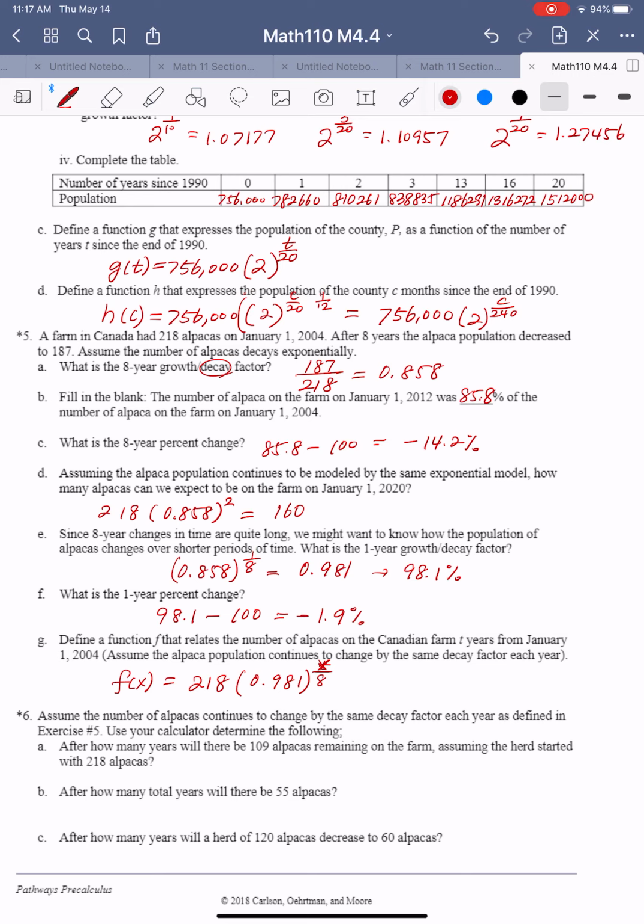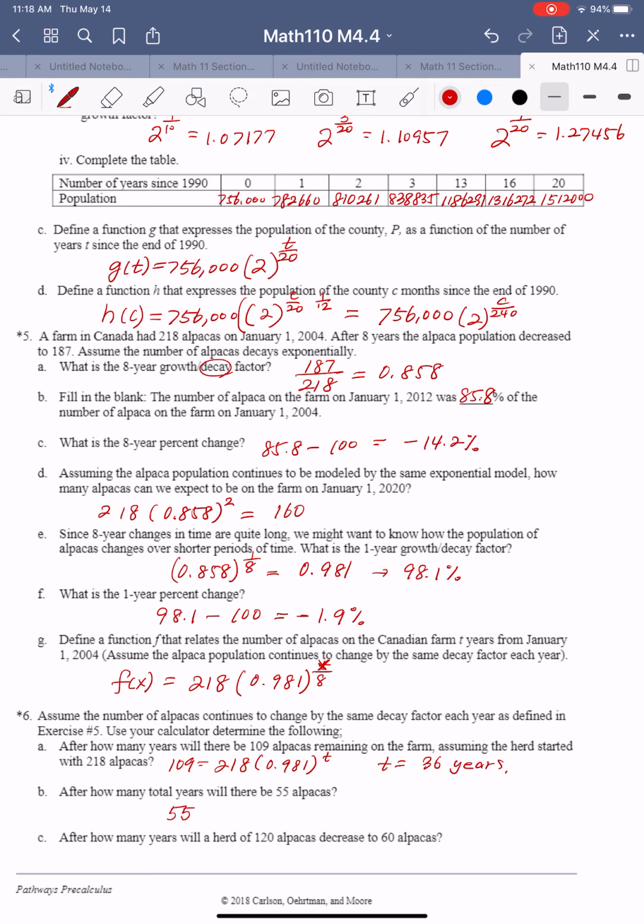Okay, 6. Assume the number of alpacas continues to change by the same decay factor each year as defined in exercise 5. Use the calculator to determine the following. After how many years will there be 109 alpacas? So now 109 equals 218 times 0.981 to the t, and then you're solving for t, which is about 36 years.